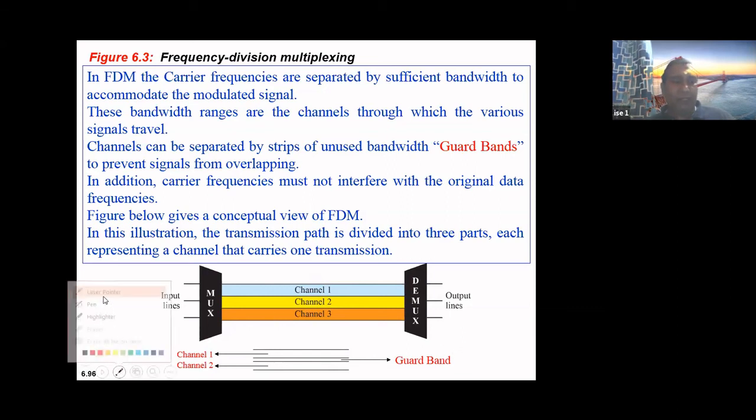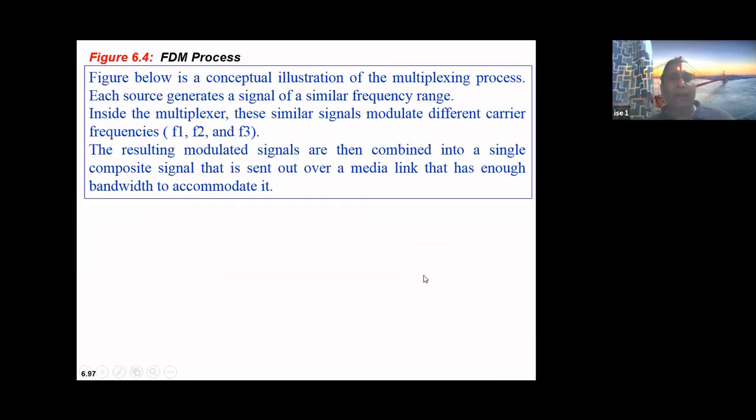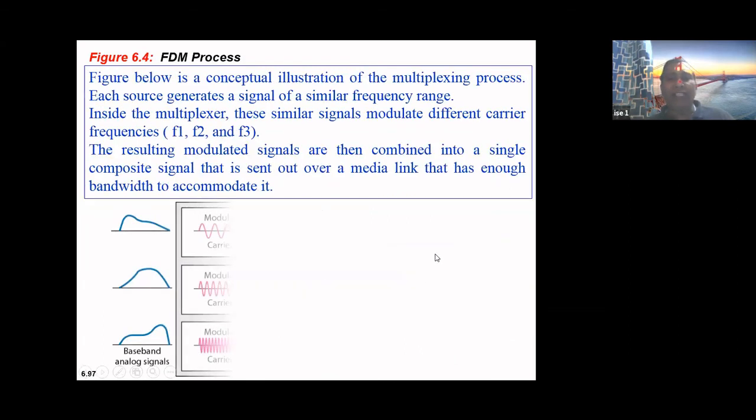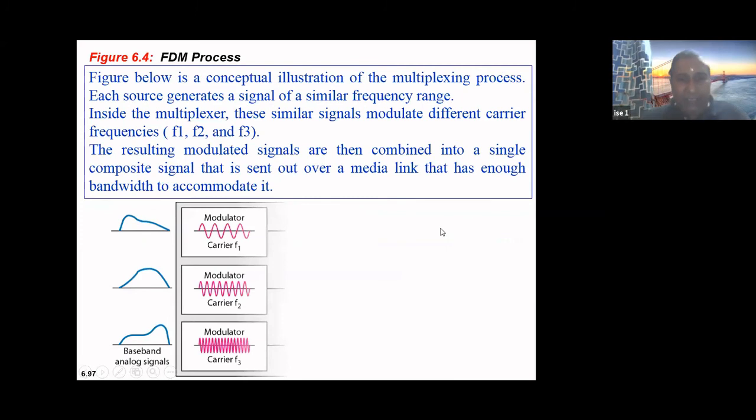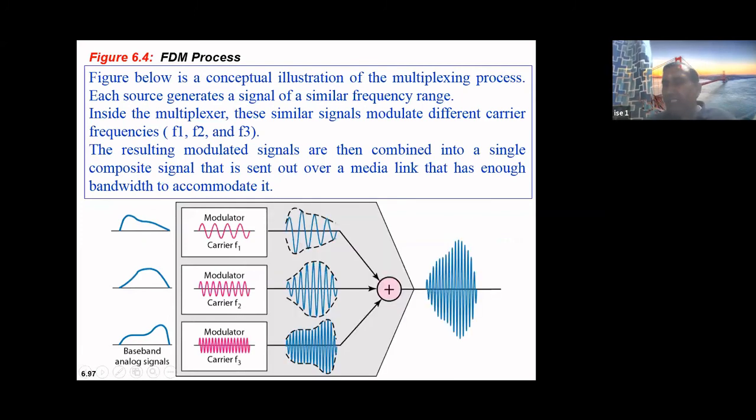So now, yes, we'll go to the next slide. Here is the figure showing how exactly I'll achieve mixing of the signals into a single signal. So I have analog signals here, three signals: analog signal 1, analog signal 2 and analog signal 3, and these are baseband signals. You got the idea, baseband signals.